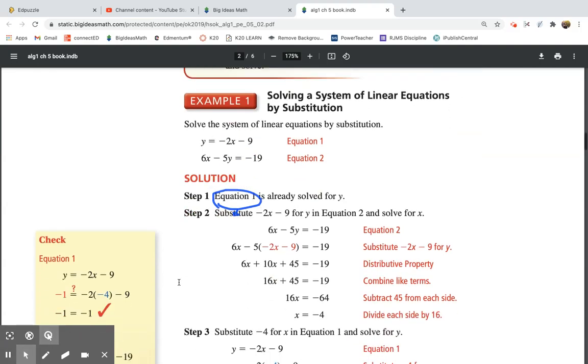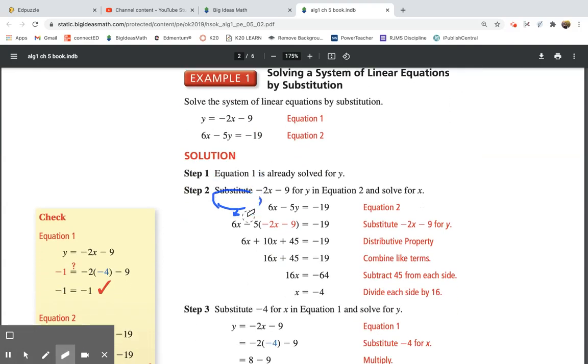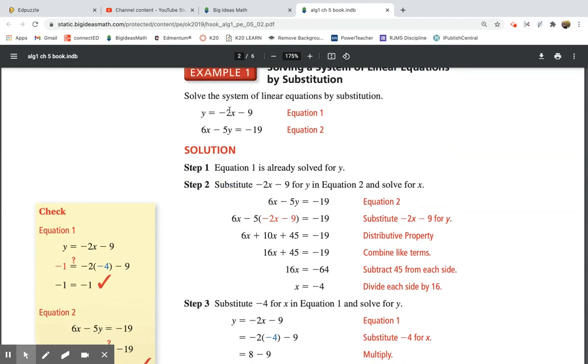So what that looks like, they're going to take that negative 2x minus 9 and plug it in for y on the other equation. So this other equation is now going to be 6x minus 5 times all of this, and that first equation told us y equals negative 19. Then we solve. We have to distribute. Negative 5 times negative 2x is positive 10x. Negative 5 times negative 9 is positive 45.